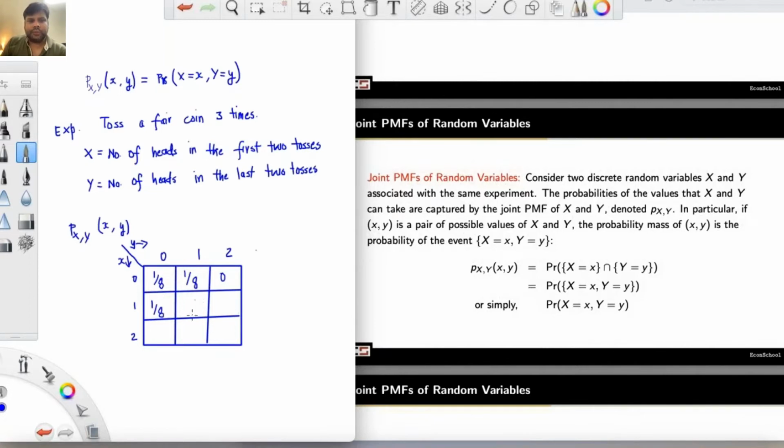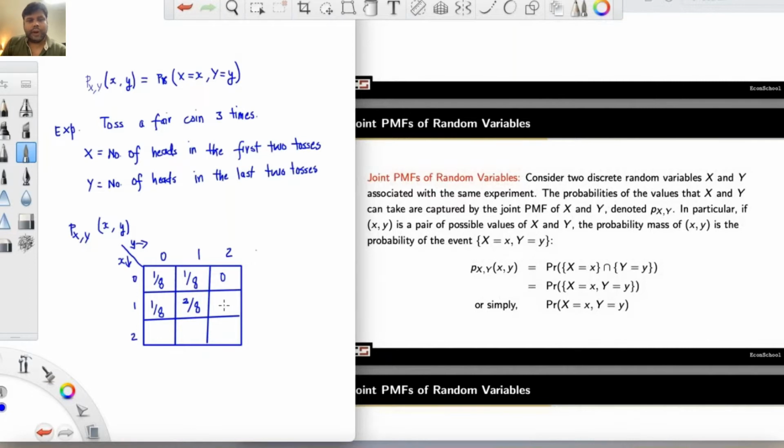What about this one? You want one head in the first two tosses as well as one head in the last two tosses. How is that possible? Should it be zero? No, that's possible, right? If you get heads, tails, heads, that's one possibility. Another possibility is tails, heads, tails. In both cases, X will be 1 and Y will be 1. So actually, this is 2 by 8. Is that okay?